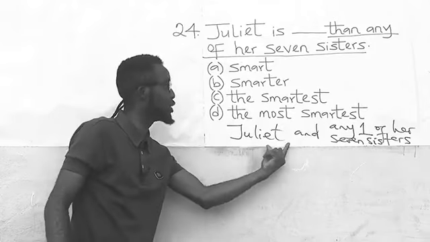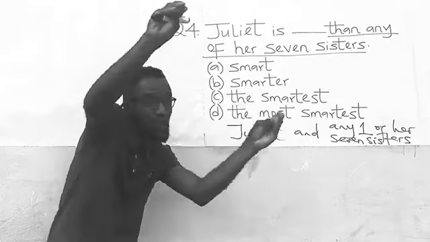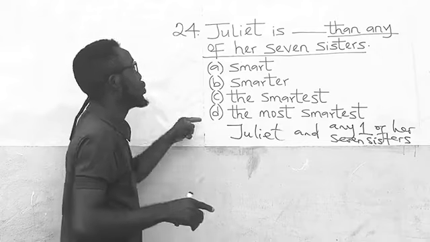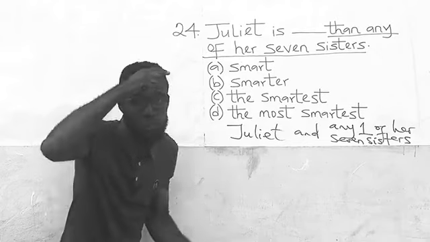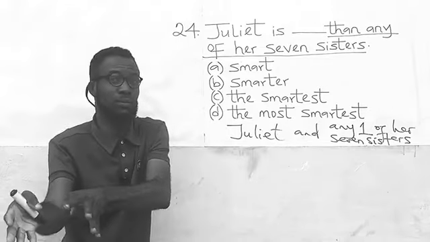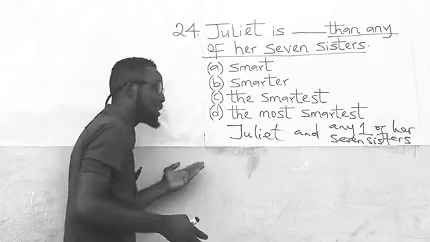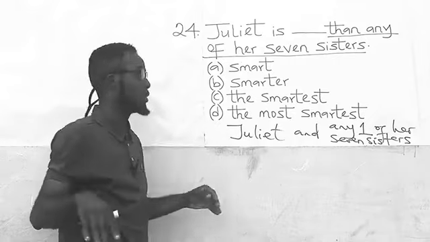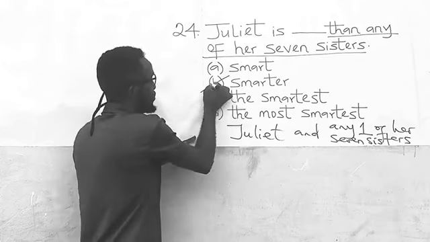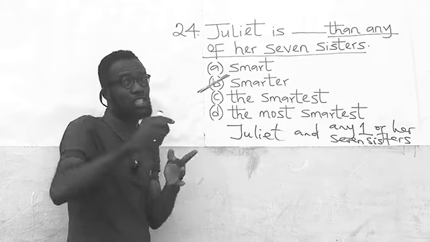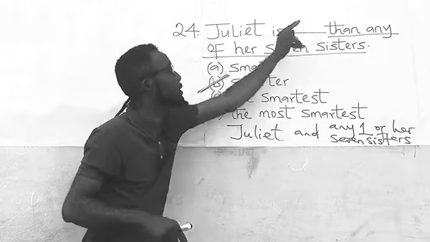Insofar as two persons are compared in this question, Juliet compared with any of her seven sisters, that is any one of her seven sisters, then we are to choose a comparative adjective. And the comparative form of smart is smarter. So any option that carries smarter becomes the correct option. If you look at the options, you will find out that the correct option is option B, smarter. So the question reads, Juliet is smarter than any of her seven sisters.